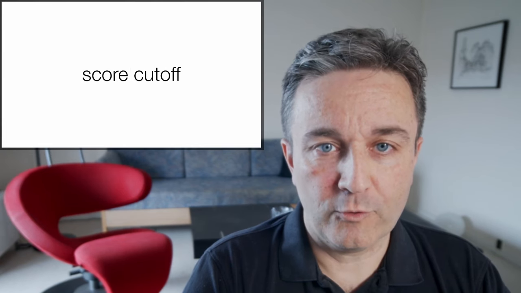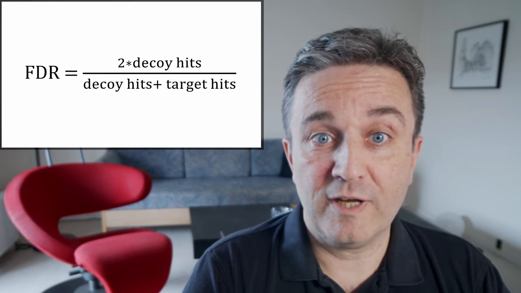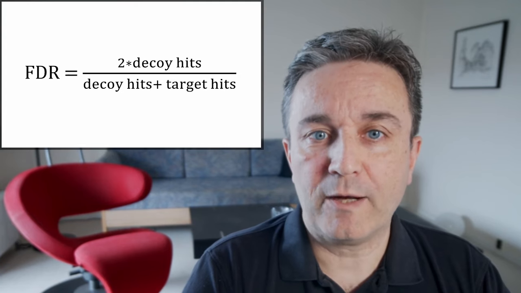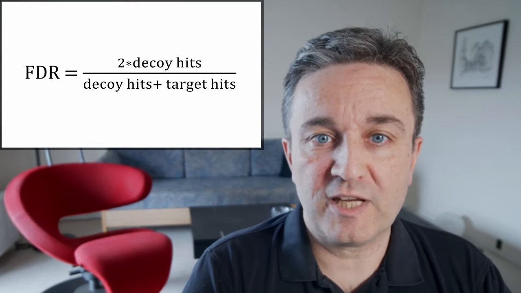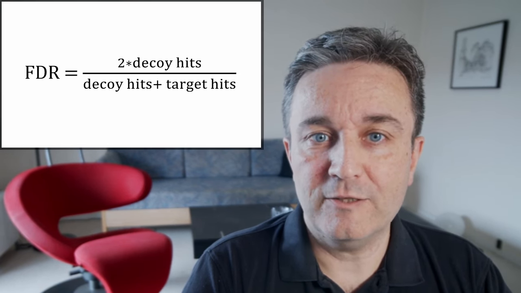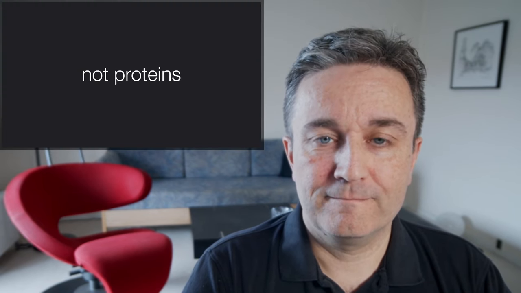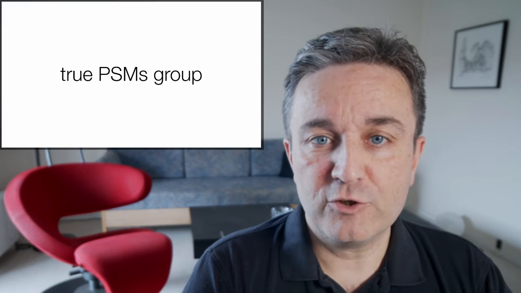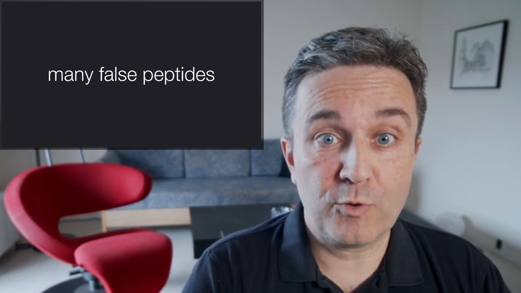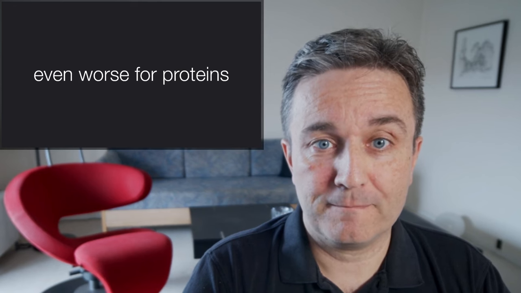We can simply choose a score cutoff, count the number of decoy hits, count the target hits, and put them into this formula to get an estimate of what the FDR would be if we use that score cutoff. And with that, we can of course work backwards and say which score cutoff should we use to obtain the desired false discovery rate. The bad news is that this FDR estimate is FDR of PSMs, not peptides and not proteins. The reason why that is the case is that true PSMs tend to group on relatively few true peptides, whereas false PSMs spread all over the place, hitting many false peptides. And the situation is even worse for proteins.